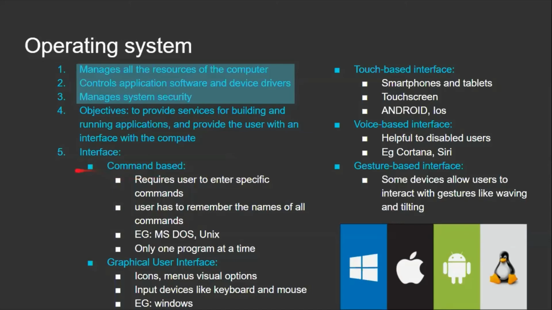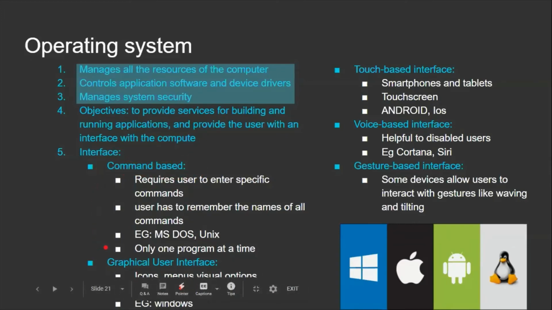So now we'll talk about interfaces. There are various interfaces through which we can use our operating system. You have command-based, graphical user interface, touch-based, voice-based, and gesture-based. Command-based requires the user to enter specific commands. For example, in Unix and MS-DOS, you have to enter commands to actually run programs and a lot of stuff, which is a bit tedious, but that's how it used to run back in the time.